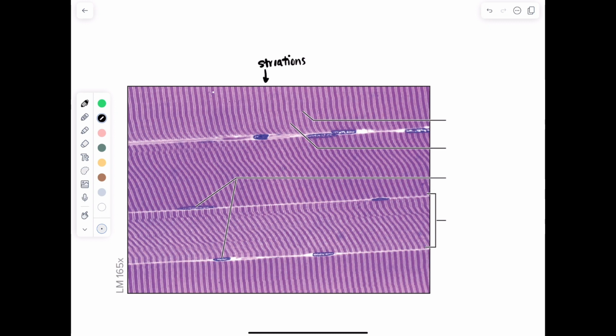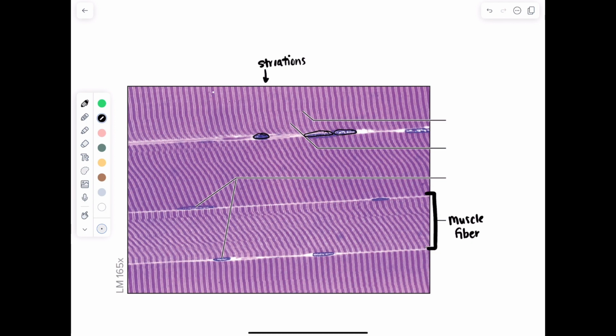We also see that the nuclei are peripheral, right? So those are some of the things we talked about when we talked about histology. But today we're going to go a little deeper into what makes up those striations. What are those striations that we're seeing? So just a reminder, this whole thing that we see here, that is a muscle fiber.